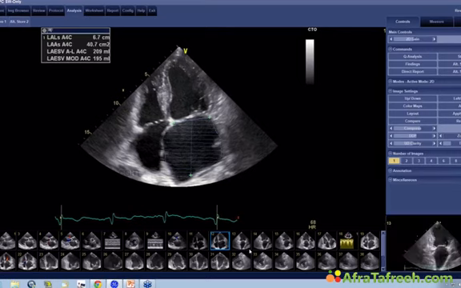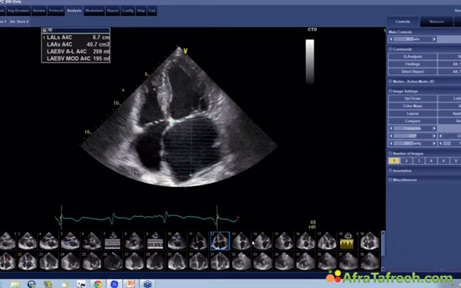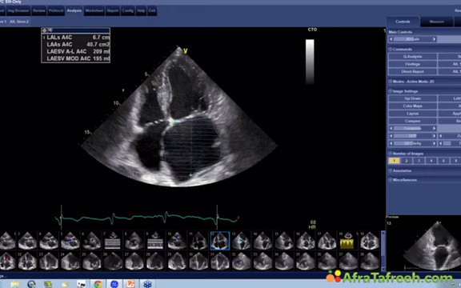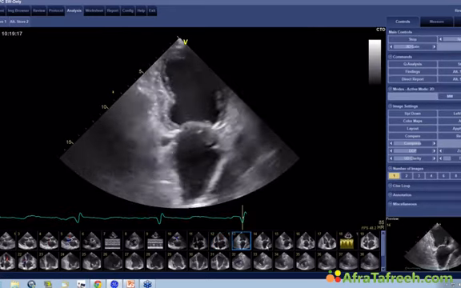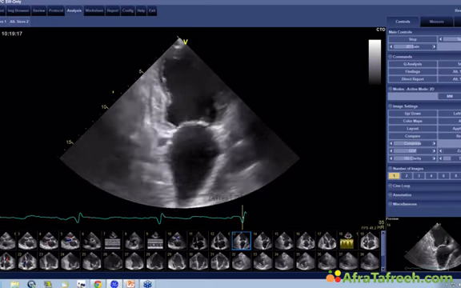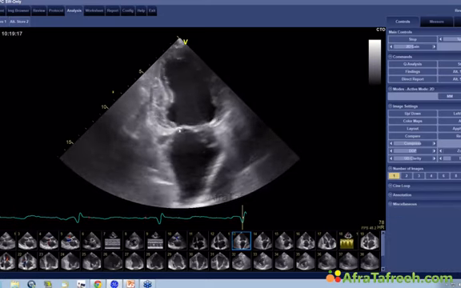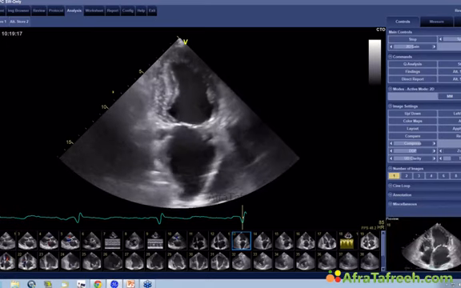Not the largest I've seen. If you want to see a very large left atrium, I have one posted in one of my newsletters called Guinness Book of Records. Okay, and then I look at the 2-chamber view. Again, global function is reduced. The question is, is there a wall motion abnormality here at the base?